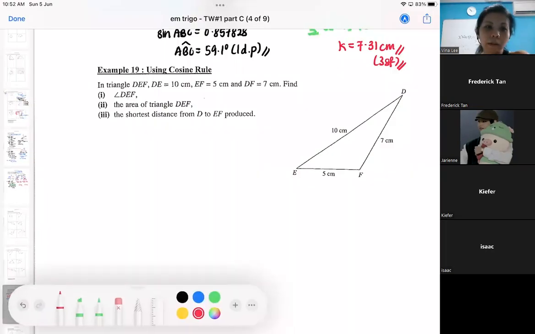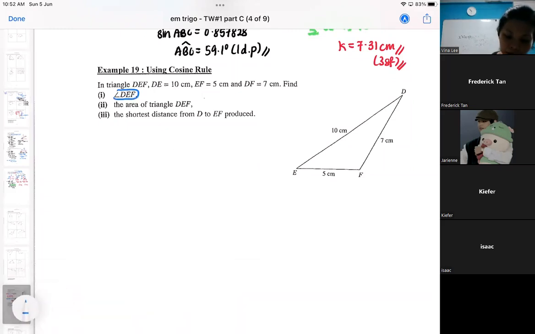So in example 19, we'll be using the cosine rule to find an angle. Usually a lot of people will make a mistake for a start. Let me show you where the mistake is. I'm going to make things easier and call this angle X, so I'm just making my notation easy.